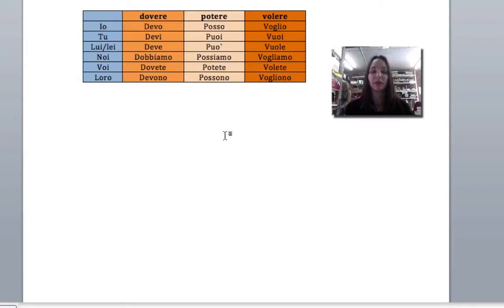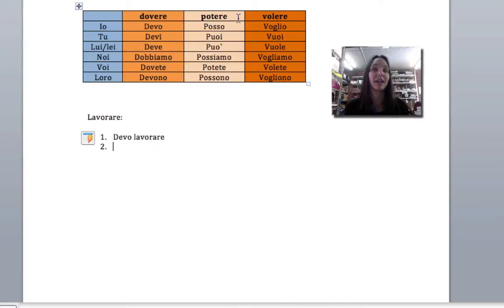So let's start with some simple ones just about yourself, about io, talking in the first person. You want to say, I have to work. So you know that the verb for to work is lavorare. So what you need to do is you conjugate the dovere, I have to, first, io devo, and then you simply add lavorare.